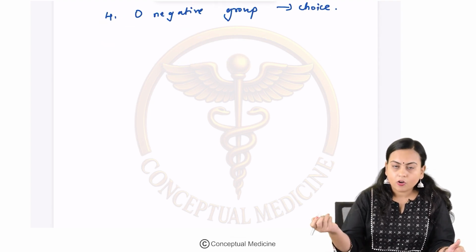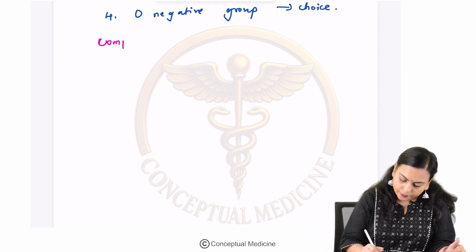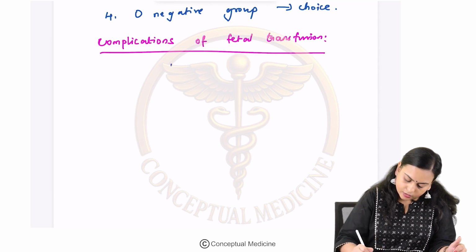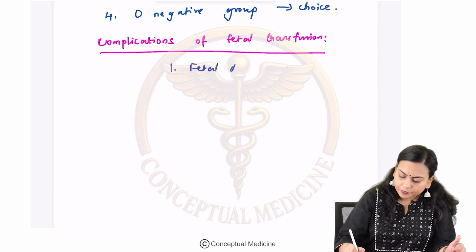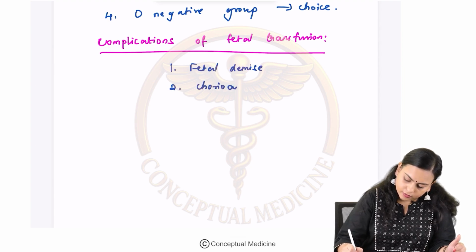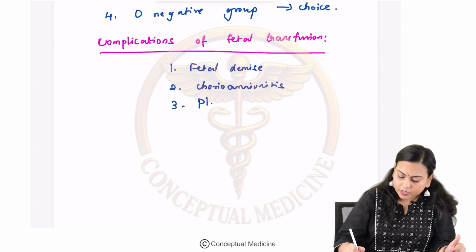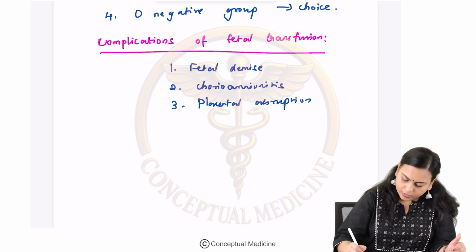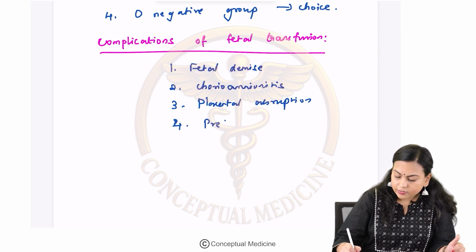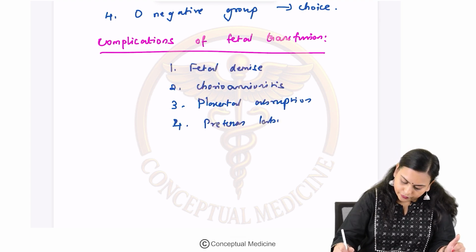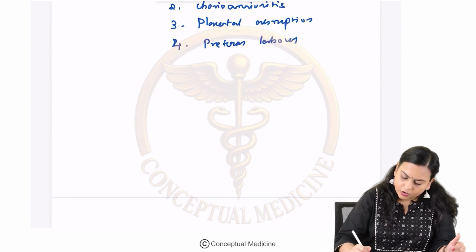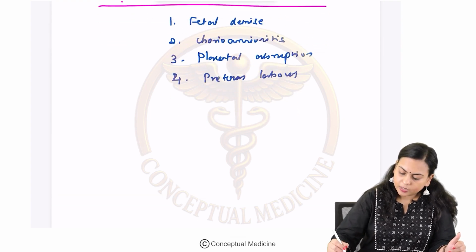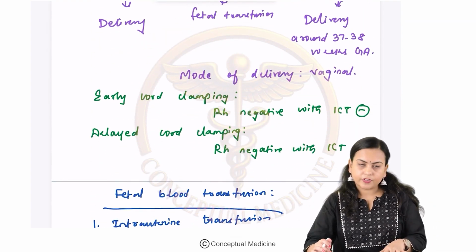Now, there are complications of fetal transfusion also. There can be fetal demise, chorioamnionitis, placental abruption, or it can even result in preterm labor also. So, these are some of the complications of fetal transfusion.